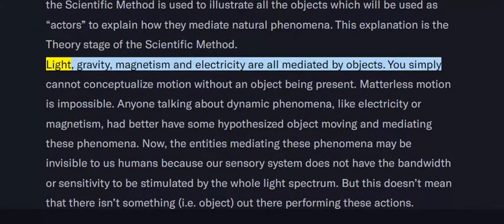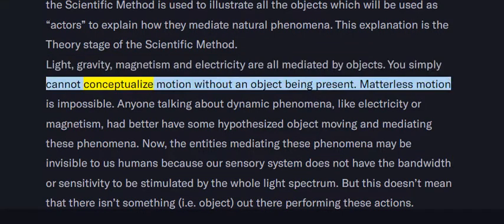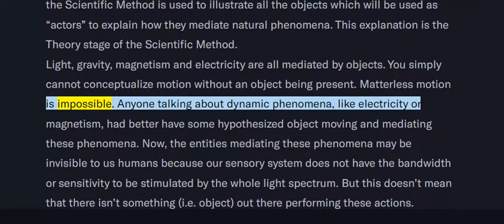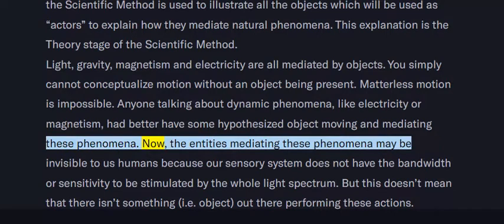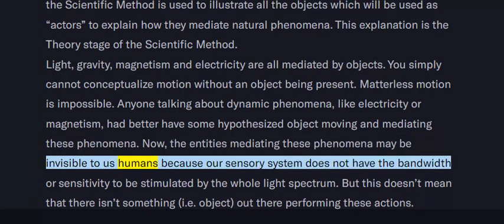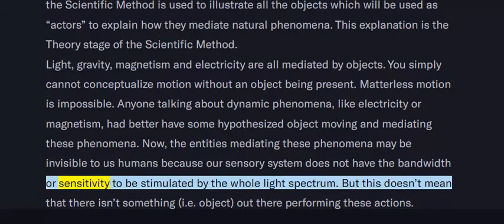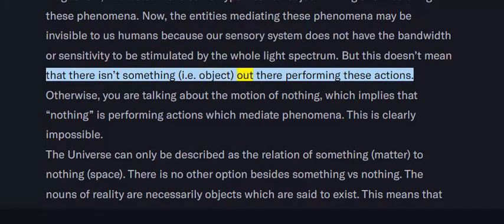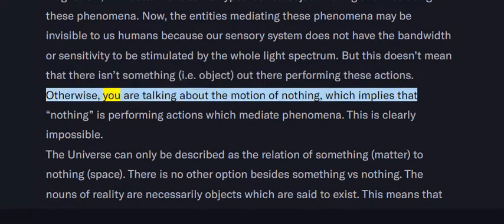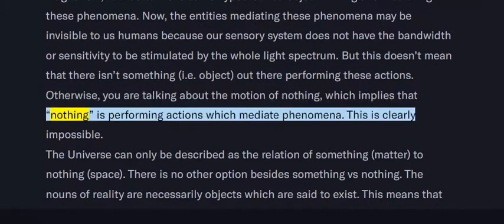Light, gravity, magnetism and electricity are all mediated by objects. You simply cannot conceptualize motion without an object being present. Matterless motion is impossible. Anyone talking about dynamic phenomena, like electricity or magnetism, had better have some hypothesized object moving and mediating these phenomena. Now, the entities mediating these phenomena may be invisible to us humans because our sensory system does not have the bandwidth or sensitivity to be stimulated by the whole light spectrum. But this doesn't mean that there isn't something, i.e. an object, out there performing these actions. Otherwise, you are talking about the motion of nothing, which implies that nothing is performing actions which mediate phenomena. This is clearly impossible.